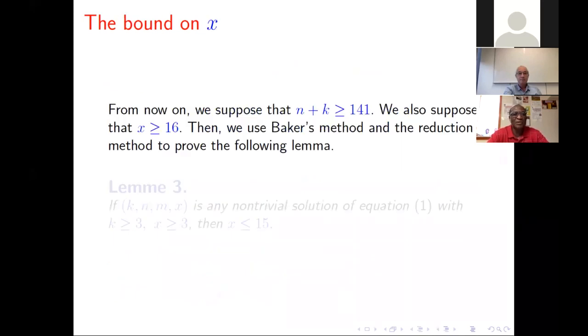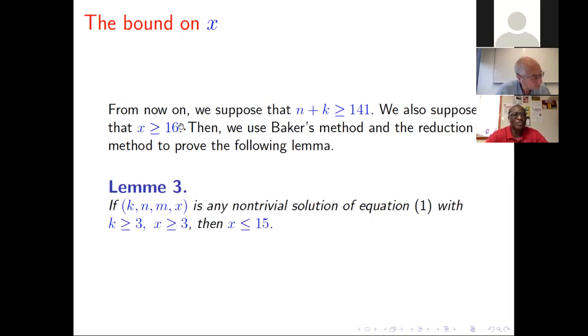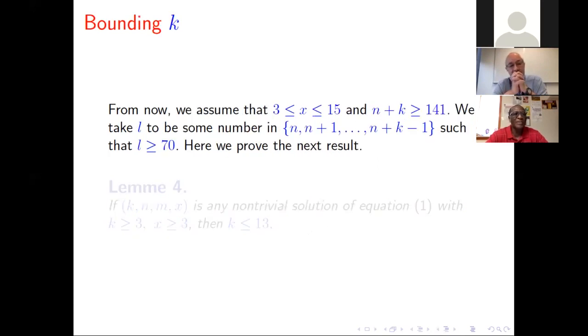We can look at values higher than 140 now, for n plus k greater or equal to 141. We look also at x greater or equal to 16, and we try to bound the value of x. So we put a condition s greater or equal to 16, and we use the Baker and the reduction method, and we came to the conclusion that there is no solution with the condition x greater or equal to 16. So at the end, if we have a non-trivial solution, we should have x less or equal to 15.